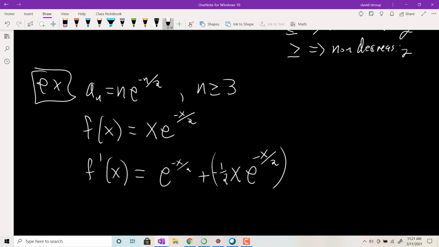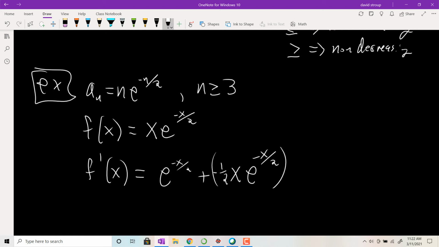And then you have to find the critical points, right? Because it could be increasing and then decreasing, and all we care about is eventualities. If it's always eventually decreasing, that's good enough for us. We'll say it's non-increasing. If it's always eventually increasing, good enough, we'll say it is always non-decreasing.